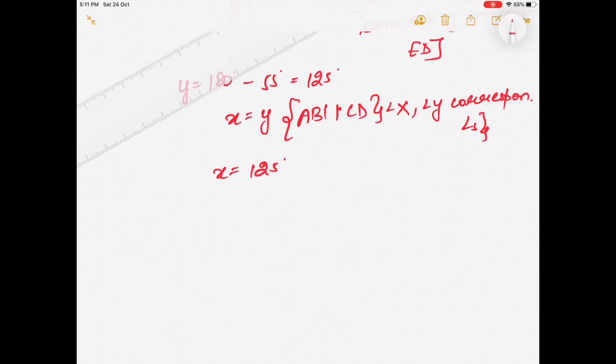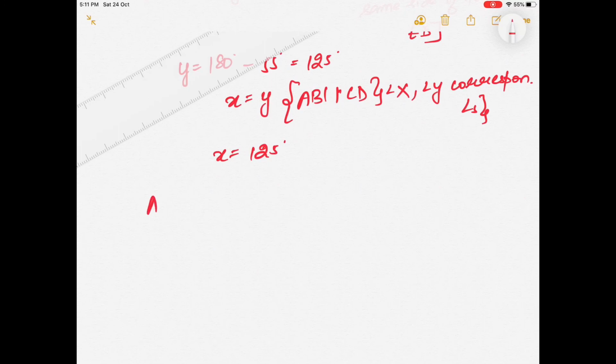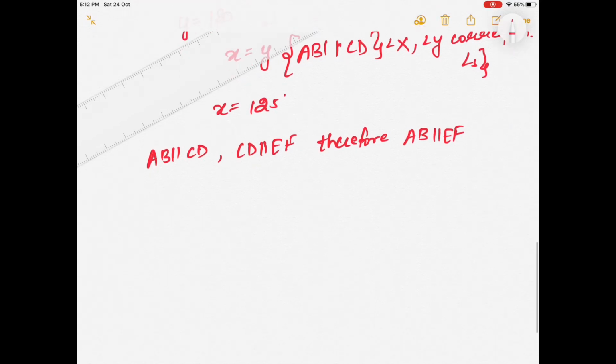Now we have to find angle Z. Since AB is parallel to CD and CD is parallel to EF, therefore AB will be parallel to EF. Now angle EAB plus angle FEA is equal to 180 degrees.